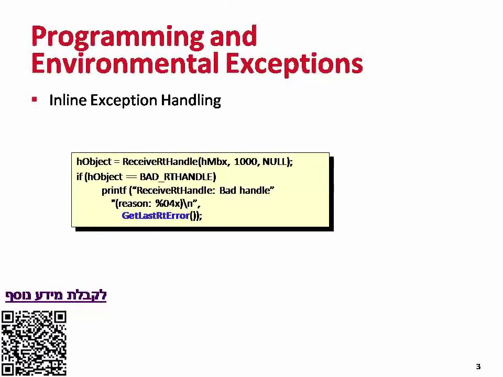Programmer exceptions are caused by providing incorrect parameters to a system call. Environmental exceptions occur when the environment cannot provide the requested resource, such as trying to allocate memory when none is available or trying to receive data from a mailbox where you do not have a handle. By default, all exceptions are handled inline in the application's source. In the example, the call returns a success or failure value and getLastRT error is used to obtain the exception code. If a system call returns a result that indicates an exception, all other output parameters of that system call are undefined.